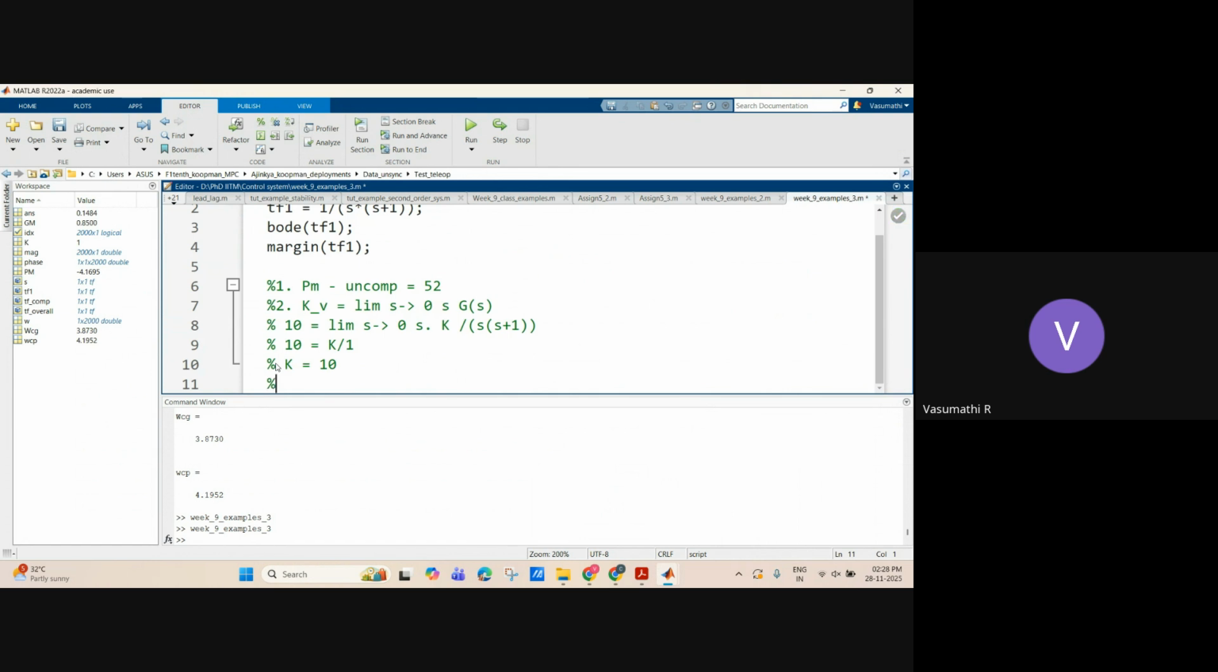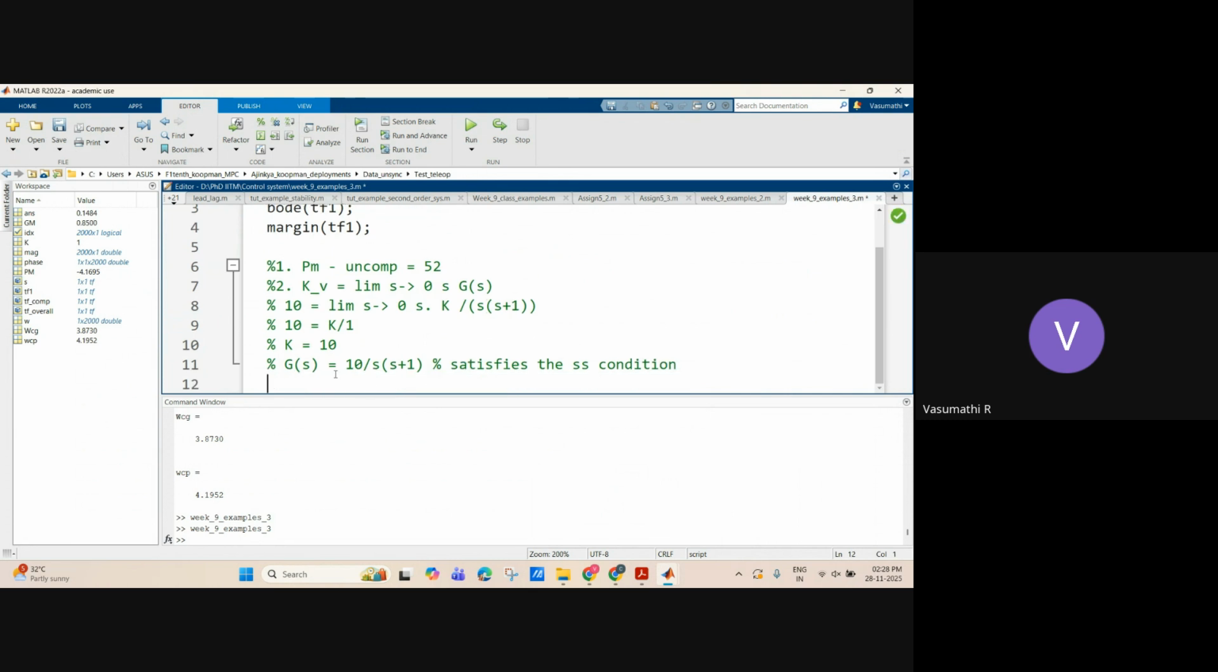Now the transfer function that satisfies this steady state condition is 10 by s into (s plus 1), right? It satisfies the steady state condition. So for question 2, it's done.